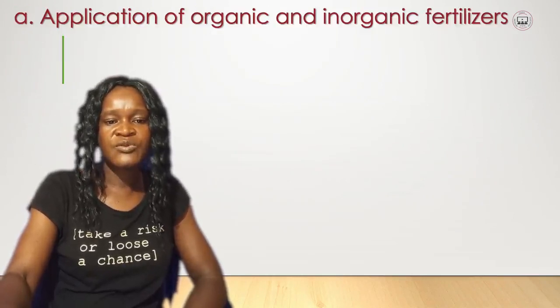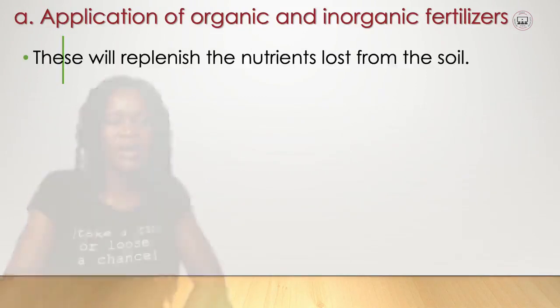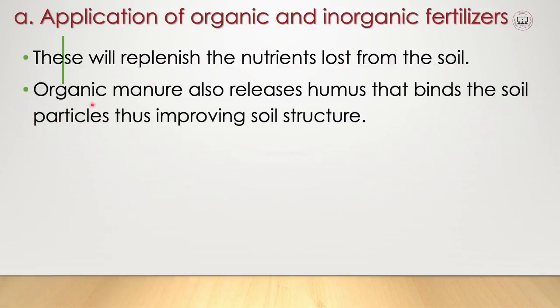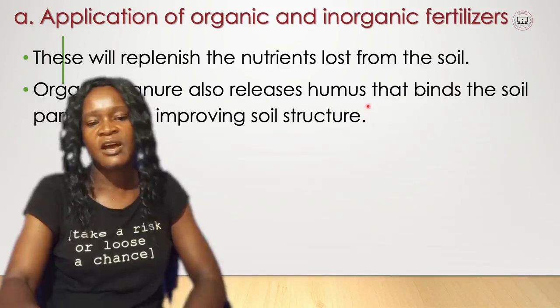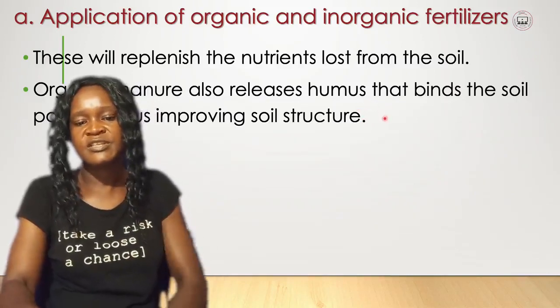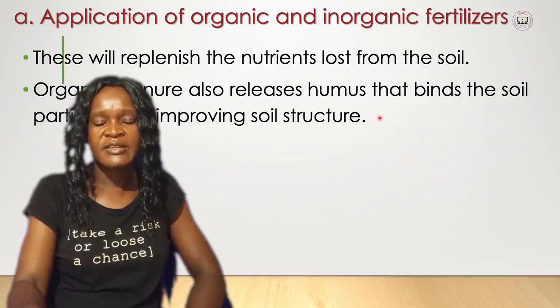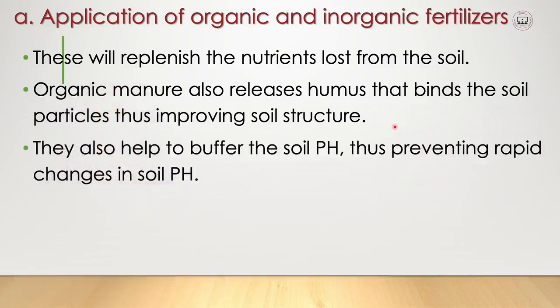Let's start with application of organic and inorganic manure. These most of the times will replenish the nutrients lost from the soil. As we are aware, organic manure releases humus that binds the soil particles, thus improving soil structure. At the same time as they release humus, they also release nutrients which will add some nutrients into the soil. Apart from that, they also help to buffer the soil pH, thus preventing rapid changes in the soil pH.